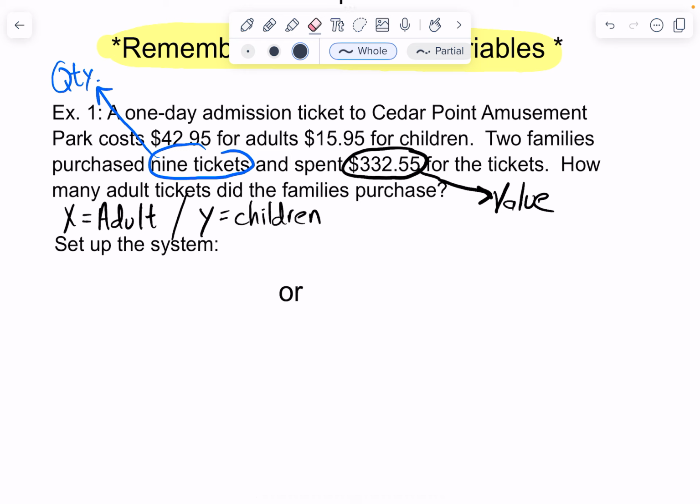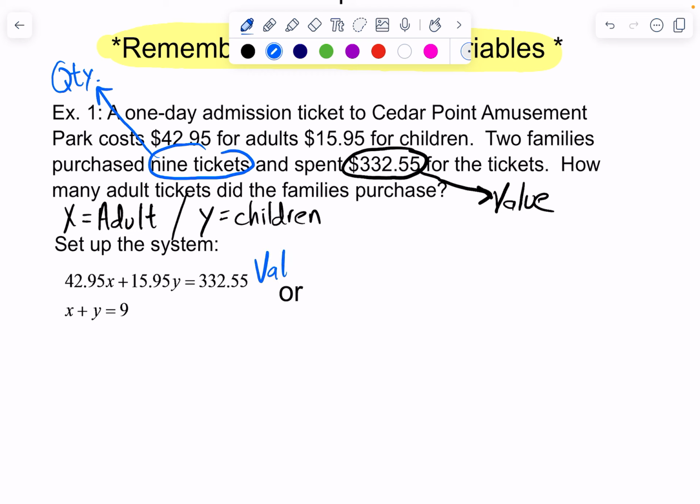Now, if I really think about it like that with value and quantity, check out the system I'm going to set up. My value equation is going to be this right here. 42.95 for every adult ticket plus $15.95 for every Y child ticket. It's going to give you a total value of $332.55. While X number of adult tickets plus Y number of children tickets gives you a total of 9 quantity-wise. So remember, you always have a value and a quantity.